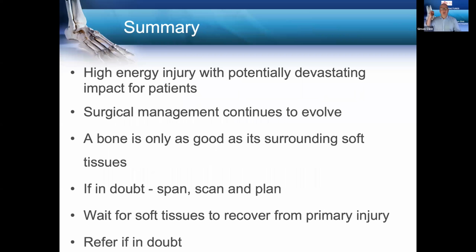So in summary, and sorry I've overrun a bit, these are high energy injuries with devastating impacts to patients, and the patient needs to know that from the off. The surgical management is continuing to evolve, but we seem to have reached a fairly happy balance, without a great deal of level 1 evidence, for balancing the soft tissue demands and the bony demands. I know it's a glib comment, but a bone is only as good as its surrounding soft tissue. If in doubt, span, scan and plan. Wait for those soft tissues to recover. And please, please, if you're not comfortable, pick up the phone, because there's lots of us who love doing these.